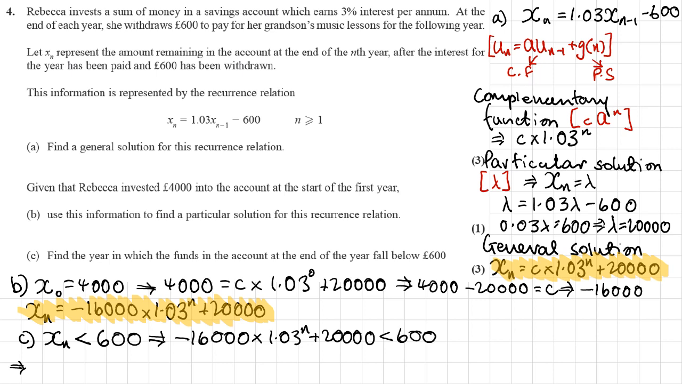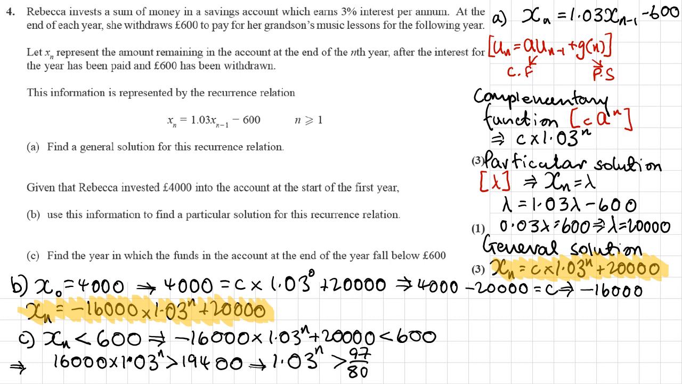We'll start by taking 20,000 away from both sides. We've got negative 16,000 times 1.03 to the power n is less than negative 19,400. We'll get rid of the negatives from both sides, which means that we need to flip the sign and make it greater than. Then we'll divide both sides by 16,000. So 19,400 divided by 16,000 becomes 97 over 80.